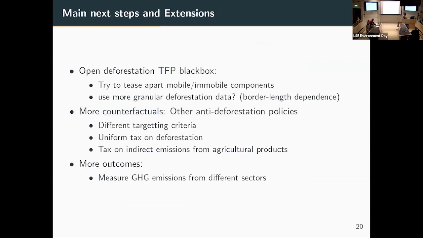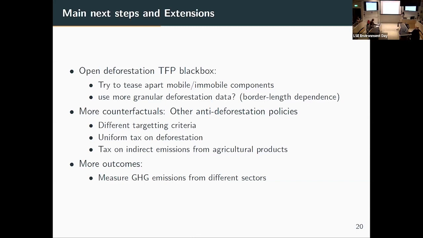So yeah, some next steps. I would like to open a little bit the black box, since this relies very heavily on what values for the deforestation productivity we back out. I'd like to see what it correlates with, what could be mobile, what are weather factors, what are more policy factors. How does it depend on the border of the forest and the distance to roads? There's a lot of things that maybe are for further work.